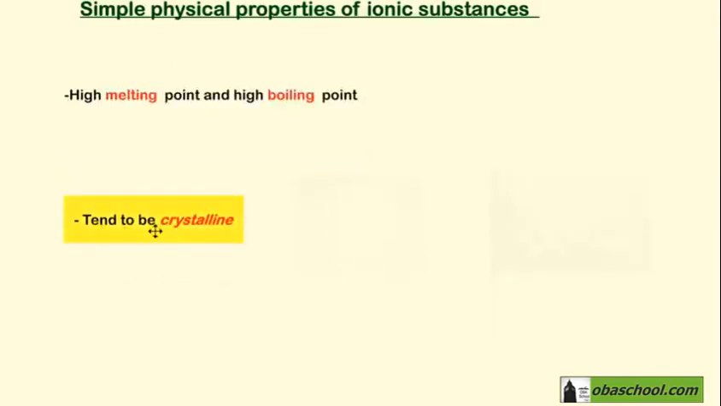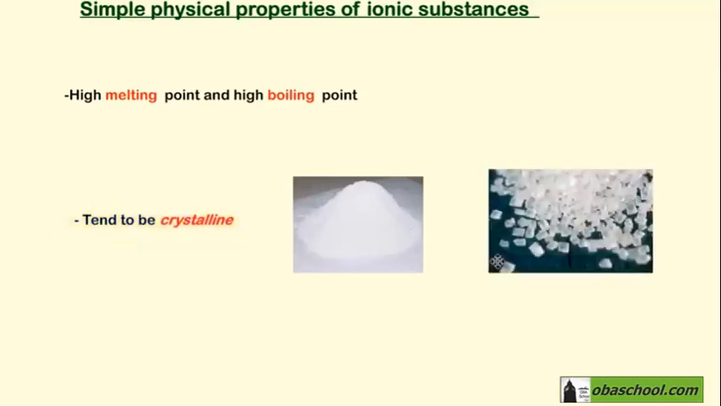The second property is that ionic substances tend to be crystalline. Most of the ionic substances are found as crystals, as you see in the figure. You may think it's powder, but if you look closely under the microscope, you will see the crystalline structure.